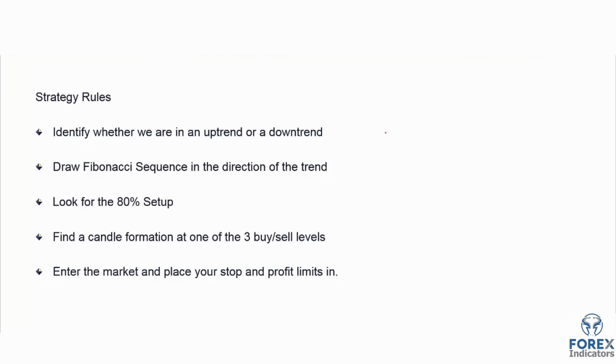Firstly, you want to identify whether we are in an uptrend or a downtrend. Then you want to draw in your Fibonacci sequence in the direction of the trend. Look for the 80% setup. In other words, this is the trade strategy that will work 8 times out of 10, or 80% of the time. Find a candle formation at one of the 3 buy-sell levels, and then enter the market and place your stop and profit limits in.